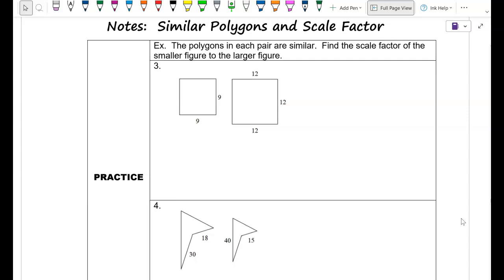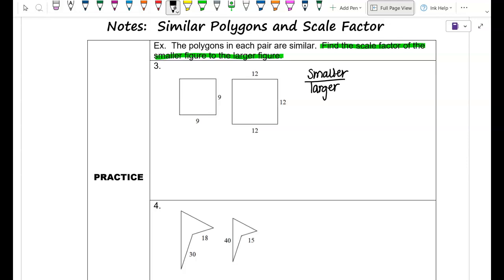So they tell us the polygons in each pair are similar, which is important because we can't do scale factor if the polygons aren't similar. So scale factor, we have to know that the polygons are similar. And then they tell us, find the scale factor of the smaller figure to the larger figure. So again, we know that our numerator is going to be the smaller number and our denominator is going to be the larger number based on how they asked for it.